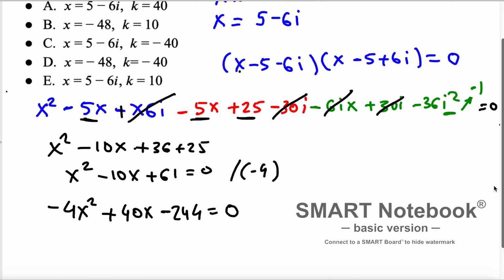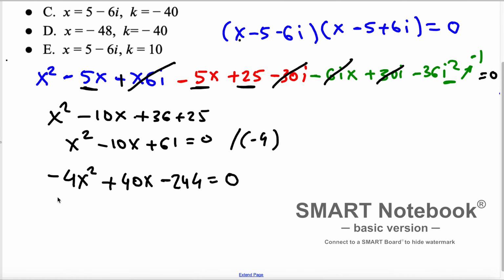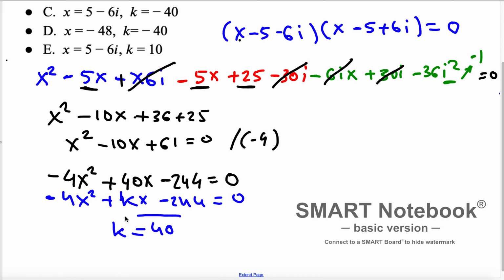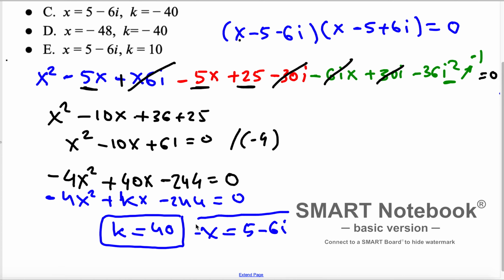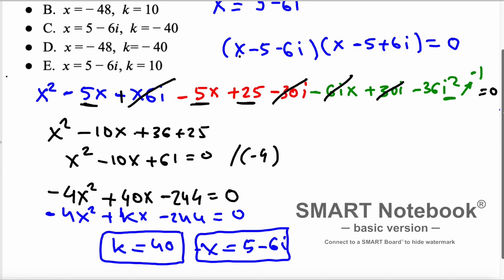So let's compare with the original equation: minus 4x squared plus kx minus 244 is equal to 0. Looking here, k is equal to 40. And the other root, x, is equal to 5 minus 6i. So we already found those two. If you look at the choices, which one is the right equation? So k is 40.